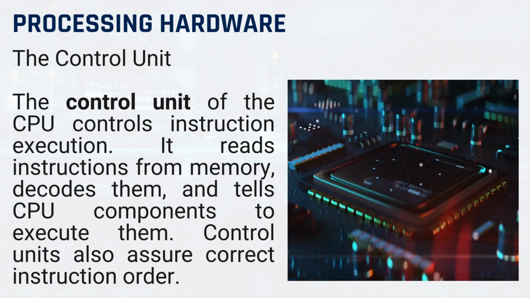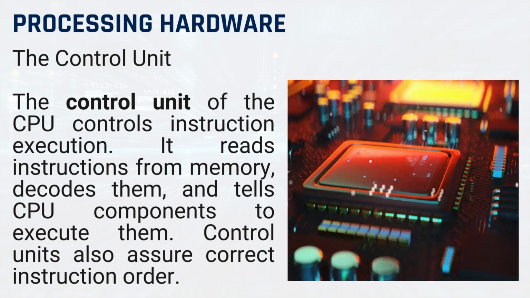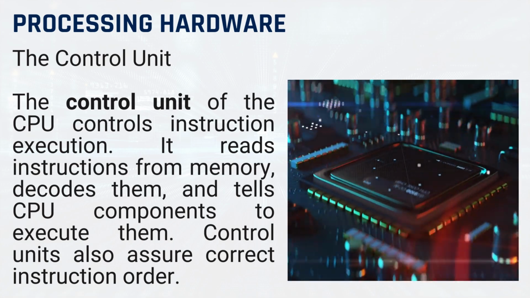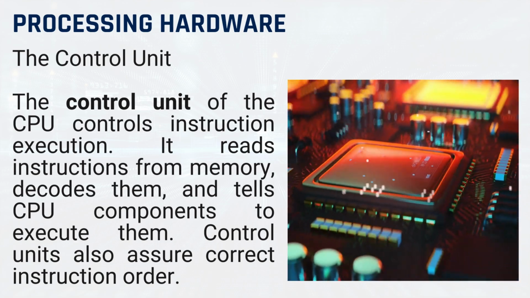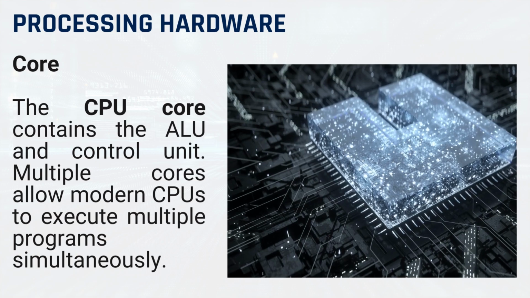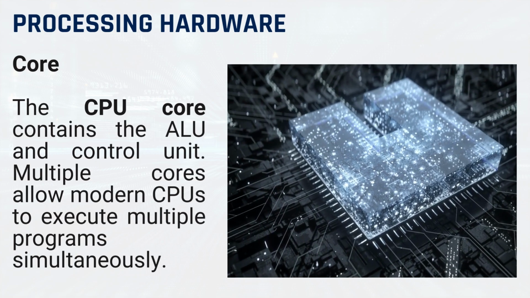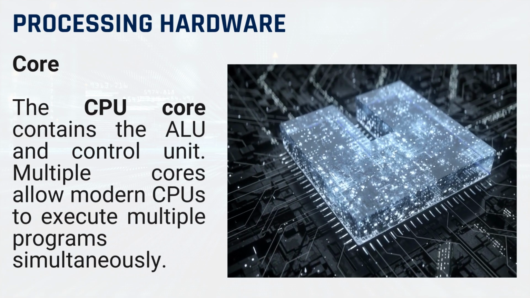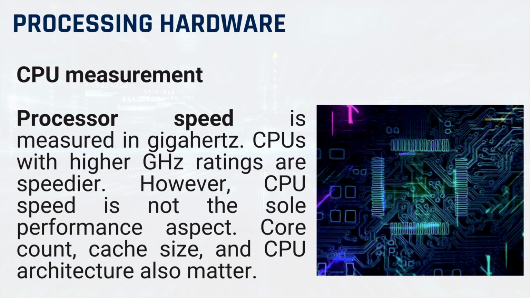Control unit. The control unit of the CPU controls instruction execution. It reads instructions from memory, decodes them, and tells CPU components to execute them. Control units also assure correct instruction order. Core. The CPU core contains the ALU and control unit. Multiple cores allow modern CPUs to execute multiple programs simultaneously.